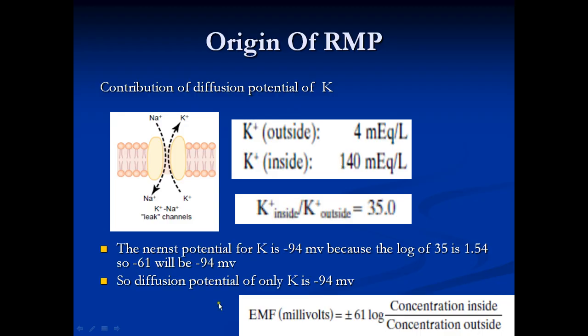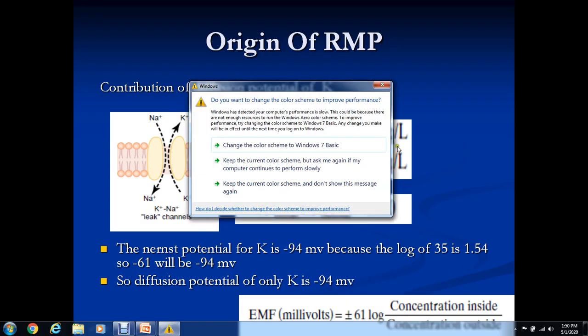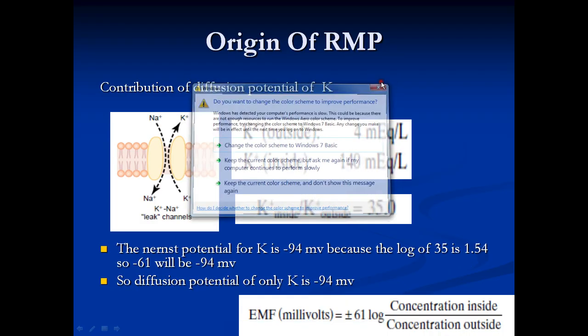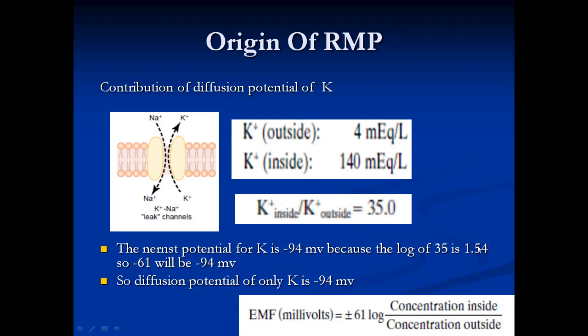If you recall the Nernst potential, the potassium outside is in a small quantity, 4 milliequivalents per liter. Potassium inside the cell is a huge quantity, 140 milliequivalents. So the inside to outside ratio is 35. The value of 35 in the log table is 1.54. So 1.54, when we multiply with 61, results in 94.